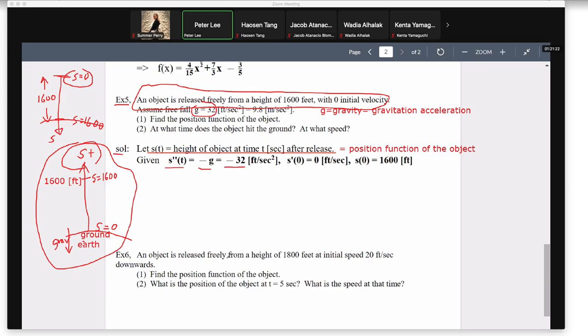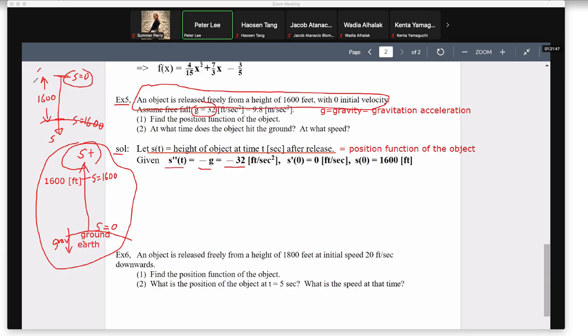What is free fall? Free fall is basically accelerating at the rate of 32 feet per second squared towards the center of the earth. That's the gravity. And in this case, acceleration will be the gravity. In this case, it will be minus g because it will be towards the s minus axis. So minus 32 feet per second squared.